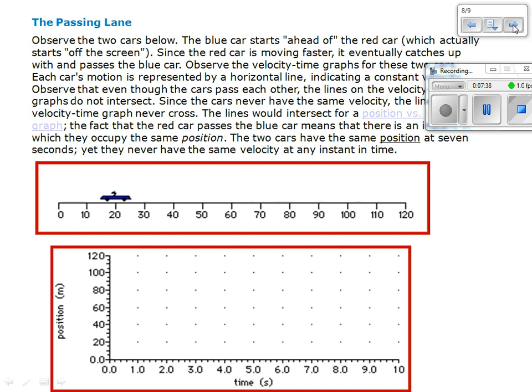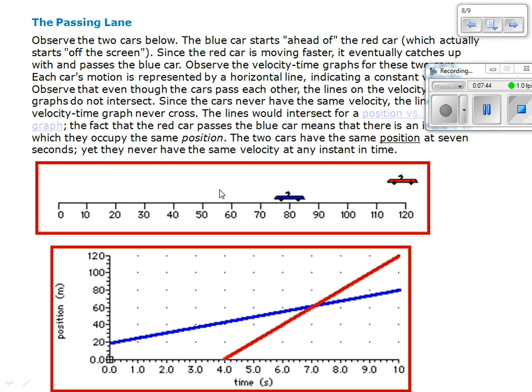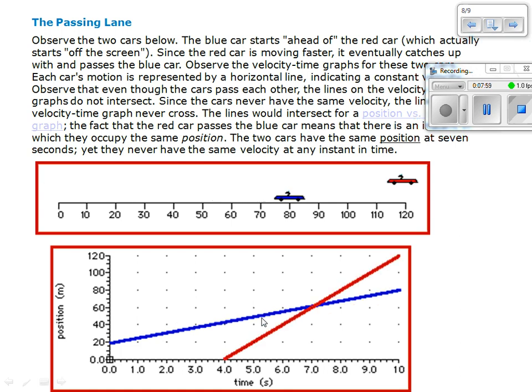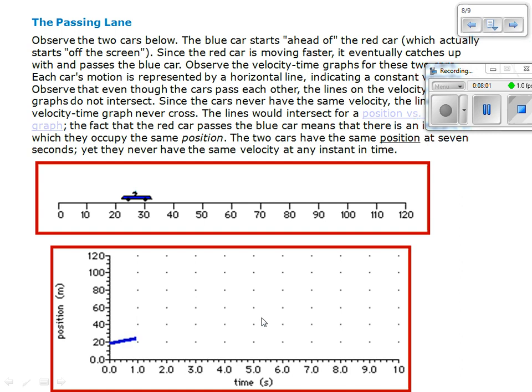Can you tell from the picture right here if they're traveling at a constant speed or not? It's kind of hard to tell because it's kind of stop motion, right? But you can certainly tell from the graph that they're traveling at a constant speed. How can you tell? Because they're straight. Okay, they're straight. Can you tell me at what time does the red car pass the blue car? 7 seconds, right there. Tough to tell. It's not really a good animation, is it?